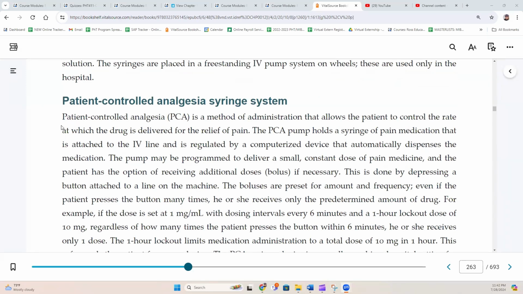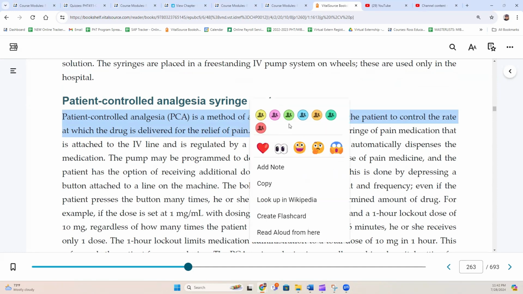Patient-controlled analgesia is a method of administration that allows the patient to control the rate at which the drug is delivered for the relief of pain.